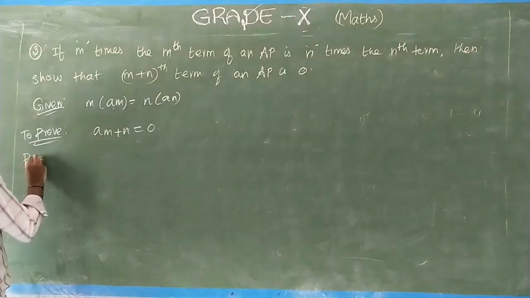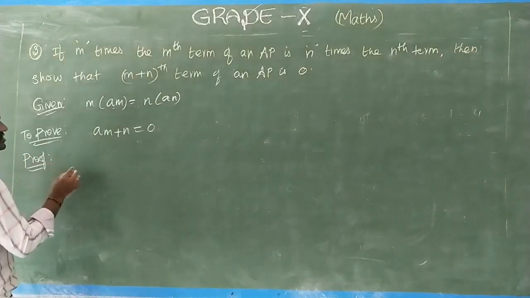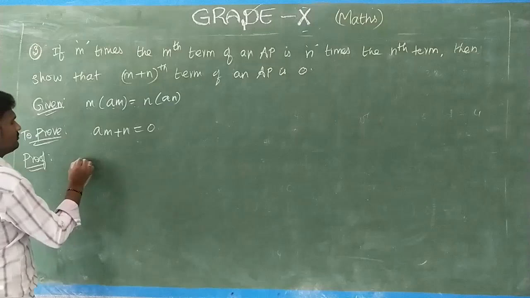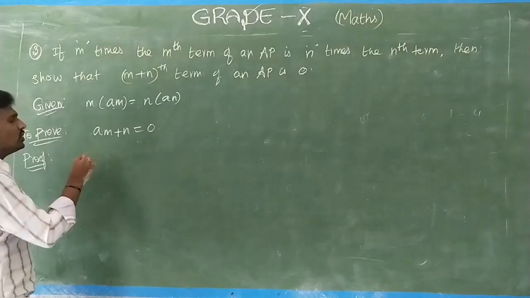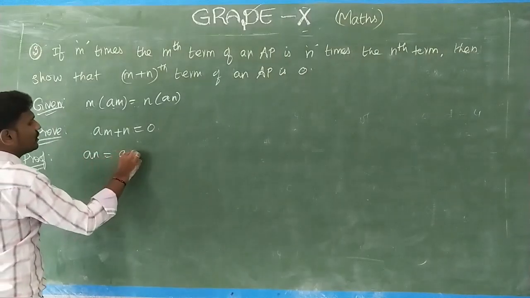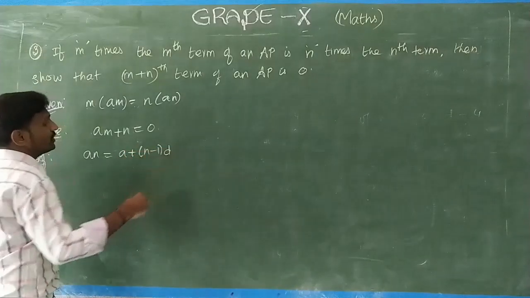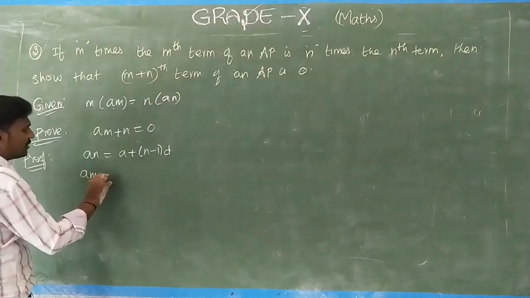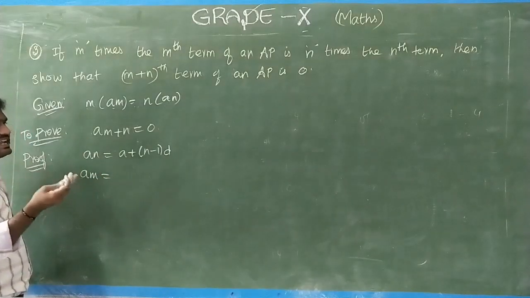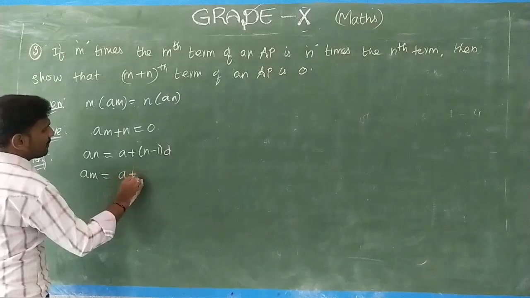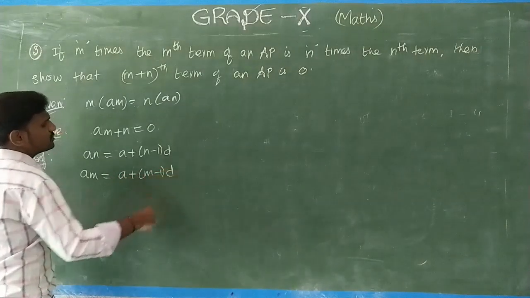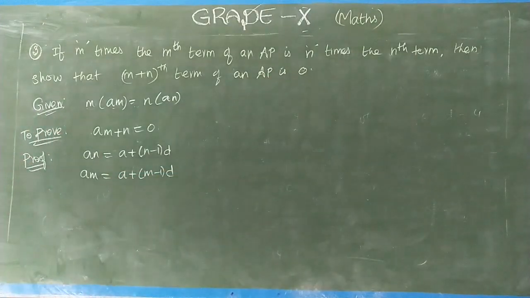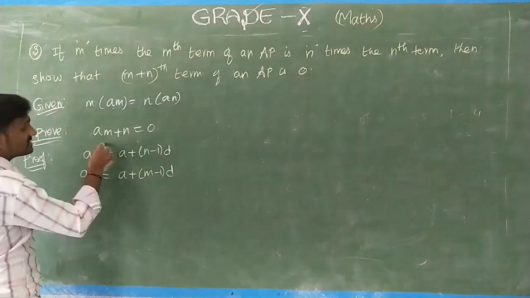Now we are coming to the proof. First we should write the nth term formula: an equals a plus n minus 1 into d. At the same time, writing am means we have to change n to m, so that is a plus m minus 1 into d. Now by the given, you have to prove that the (m plus n)th term is 0.